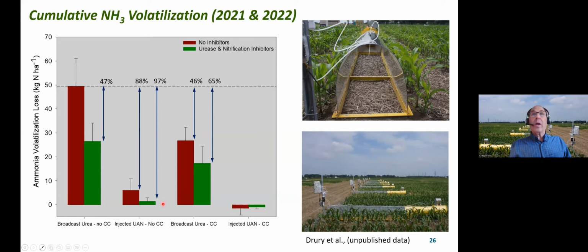The first 2 are with no cover crop, and then injecting it, by injecting both with no inhibitors and with the dual inhibitors, there was an 88 to 97% reduction. These last 4 bars represent when we had cover crop present. So even with the cover crop present, that alone reduced losses by 46%. And we also saw a benefit with the broadcast urea with the dual inhibitors and the cover crop. With injection, negligible losses, in fact, net deposition.